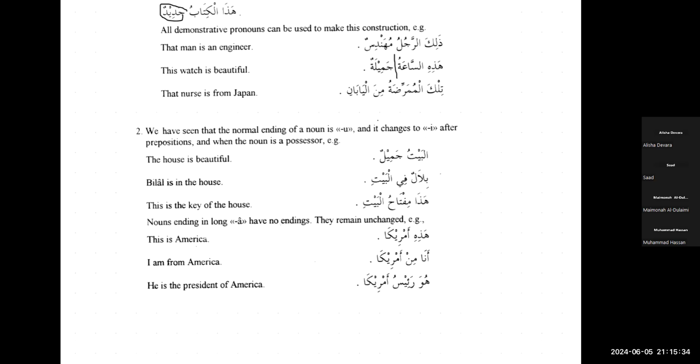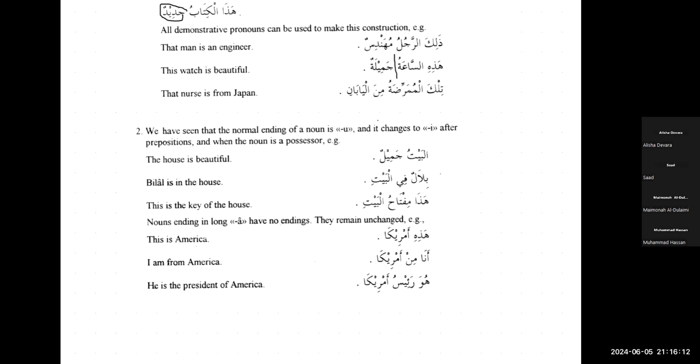البيت جميل. The house is beautiful. بلال في البيت. Bilal is in the house. هذا مفتاح البيت. This is the key of the house. And we also understood that when there's a حرف جر, which is for example في, before the noun, the noun becomes مجرور, or it changes to an e ending. The same thing with the مضاف and مضاف إليه. The second word in مضاف مضاف إليه, what does it become, everyone? مجرور. Yes.